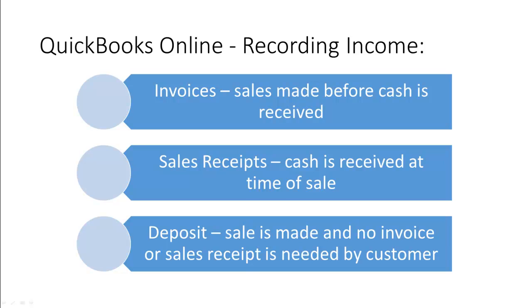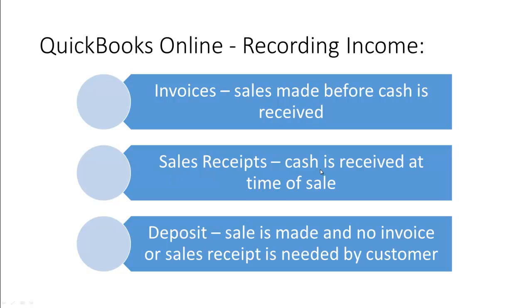Now we're going to move from recording expenses to recording income. And in QuickBooks, there are basically three ways to record cash inflows or revenues. The first way is the accrual basis, invoices, when sales are made before cash is received. In other words, you have a customer come to your place of business, you sell them an item, you hand them an invoice, they take your item, and 20 days later, they pay you for that item, you get a check in the mail. That's an invoice. That's accrual accounting.